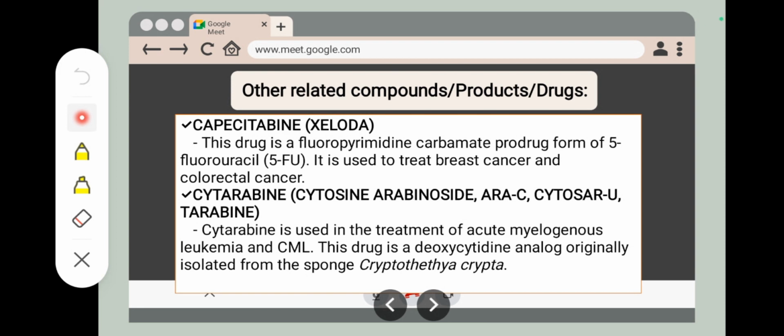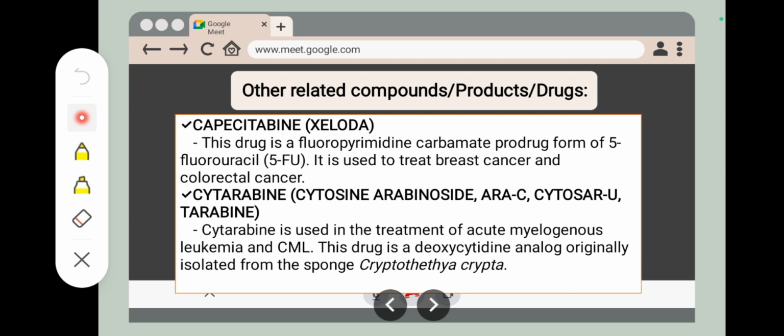Next are the other related compounds, products, and drugs related under antimetabolites. First, we have the drug known as capecitabine, or also known as Xeloda. This drug is a fluoropyrimidine carbamate prodrug form of 5-fluorouracil, with the initials 5-FU. And this drug is commonly used to treat breast cancer and colorectal cancer.